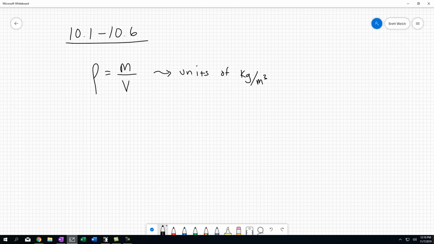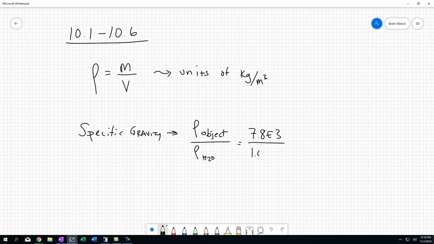The second thing that we talk about with respect to density is what we call specific gravity. Specific gravity is really just a comparison of things against water. And the way we do that is we just take the density of an object or a substance, and we're going to divide it by the density of water, which we know is 1,000. So if we take the density of steel, for instance, it's 7.8 E3, and the density of water is 1.0 E3. Well, these E3s are actually going to cancel, and anything divided by 1 is itself.